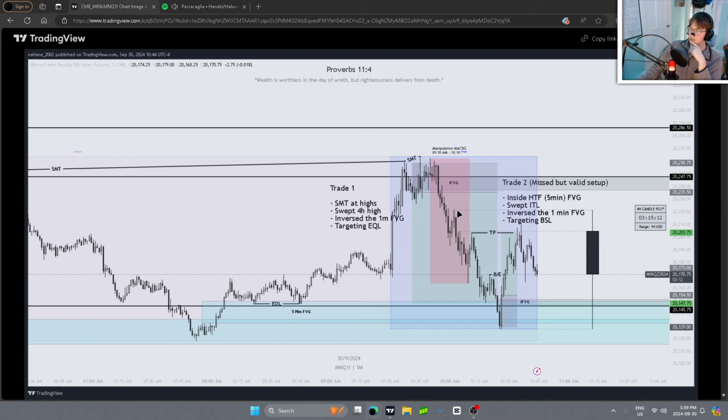I believe this did hit as well later on after a lot of chop, but without hitting our entry again. But yeah, that would have hit TP. I would have taken full TP here. I think it was around a 1 to 2, pretty sure.